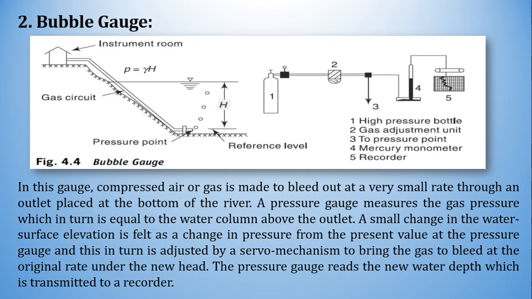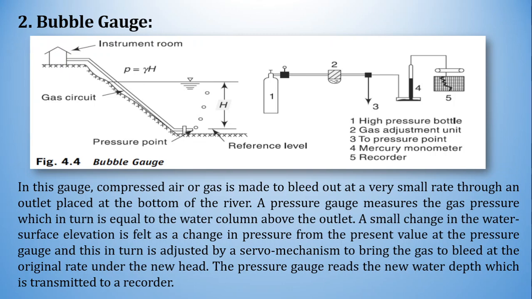Then next is the bubble gauge. Just look at the figure. As you can see, there is an instrument room, a gas circuit, there is a pressure point at the lower portion, then there is a reference level. With the help of the pressure and depth relationship of water, you can estimate the stage over here.